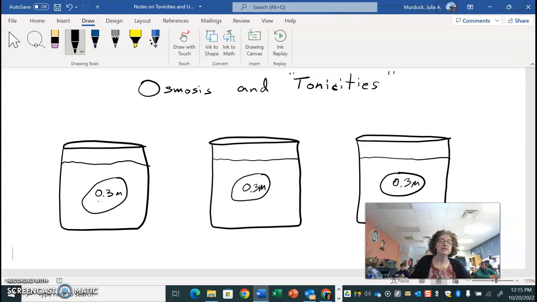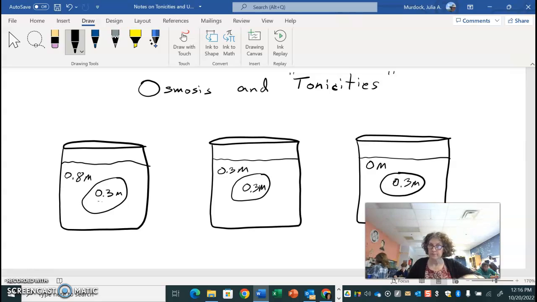Okay? So let's say that in this first one, the outside water is 0.8 molar salt. Let's say over here the outside solution is 0.3 molar. And over here the outside solution is pure water, no salt in it at all.